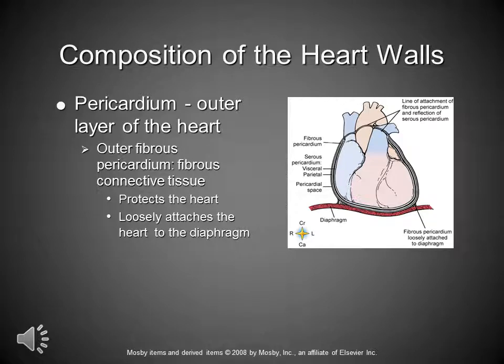Your book begins with the composition of the heart walls. And when we talk about that, the first thing we're going to need to talk about is the pericardium. Peri meaning around, cardium meaning heart. This is the layer that surrounds the heart.